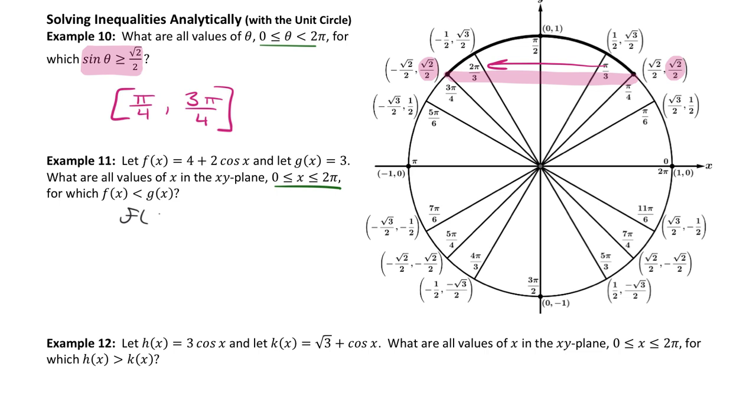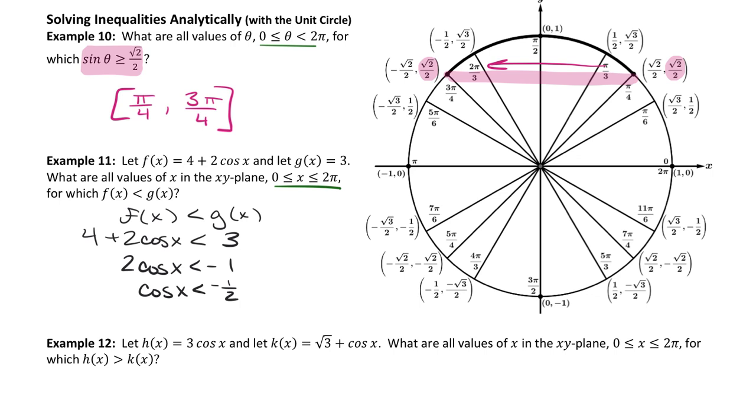So if we have f of x less than g of x, that means 4 plus 2 times the cosine of x has to be less than 3. Before I can even look at this unit circle, I've got to isolate the trig function. I'm going to subtract 4 from both sides and divide by 2. So I'm trying to figure out where the cosine coordinate is less than negative 1/2.